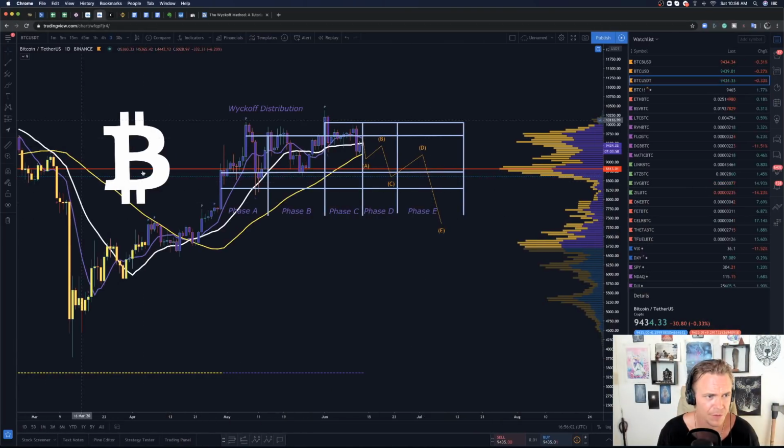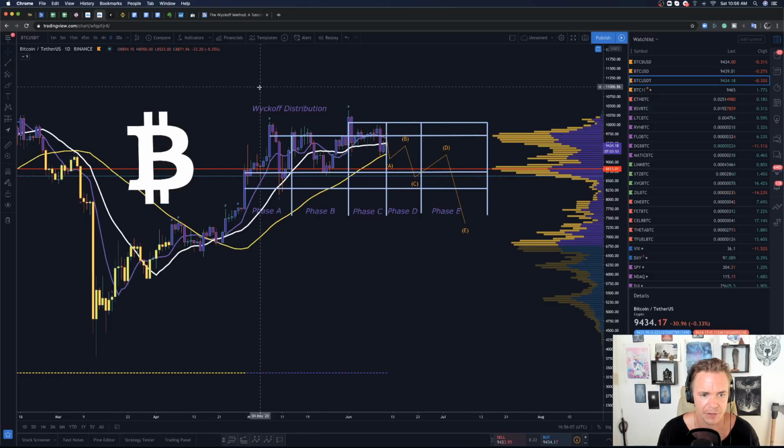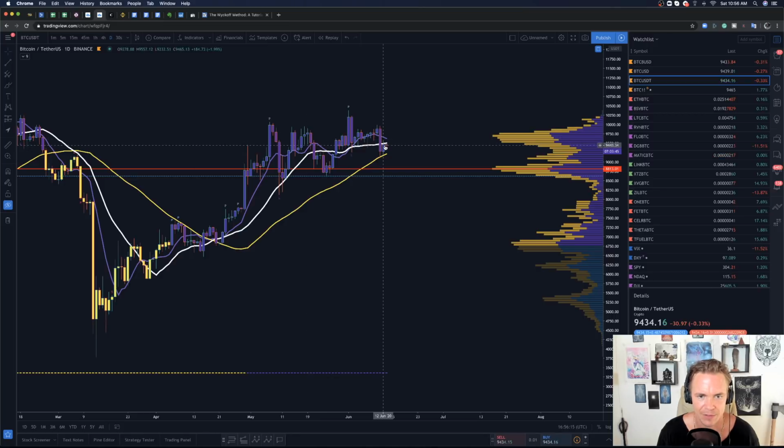Boom. So here we have Bitcoin open on the daily, and you can see that we've drawn phase A, B, C, D, and E of the Wyckoff distribution chart. Now I'm going to get rid of this drawing here, and as you can see, currently on the daily we are closed below the 21 moving average, this white one here, and we are just above the 50 moving average, the yellow here.